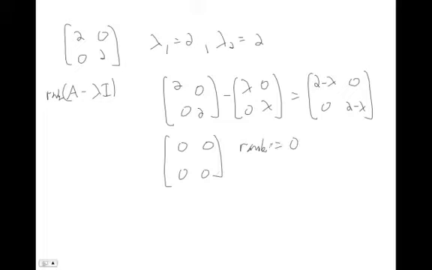Its rank is 0. We have no linearly independent columns. And since there are two columns, this implies that our nullity is 2, because nullity plus the rank has to equal the number of columns. So our eigenvector space is a two-dimensional space.